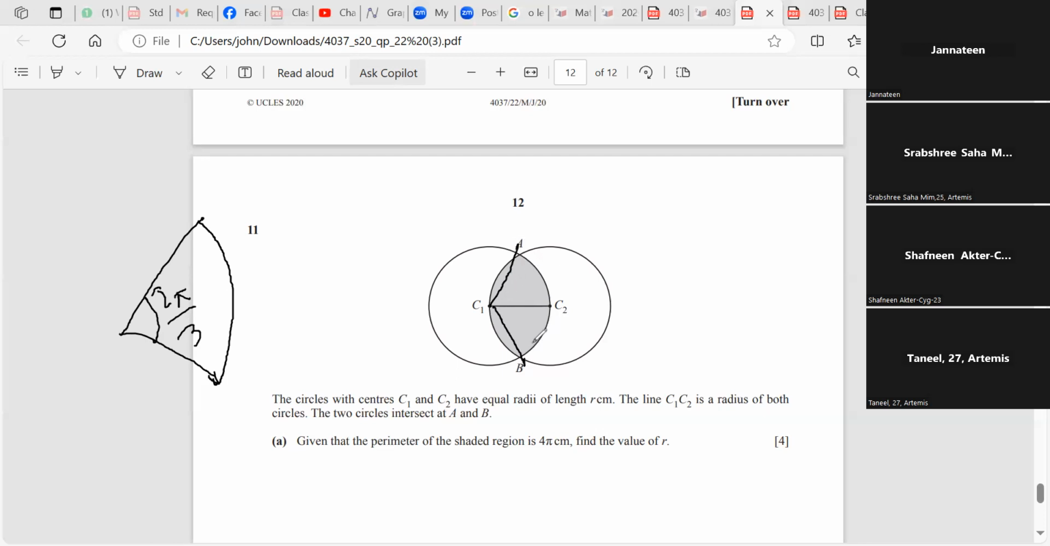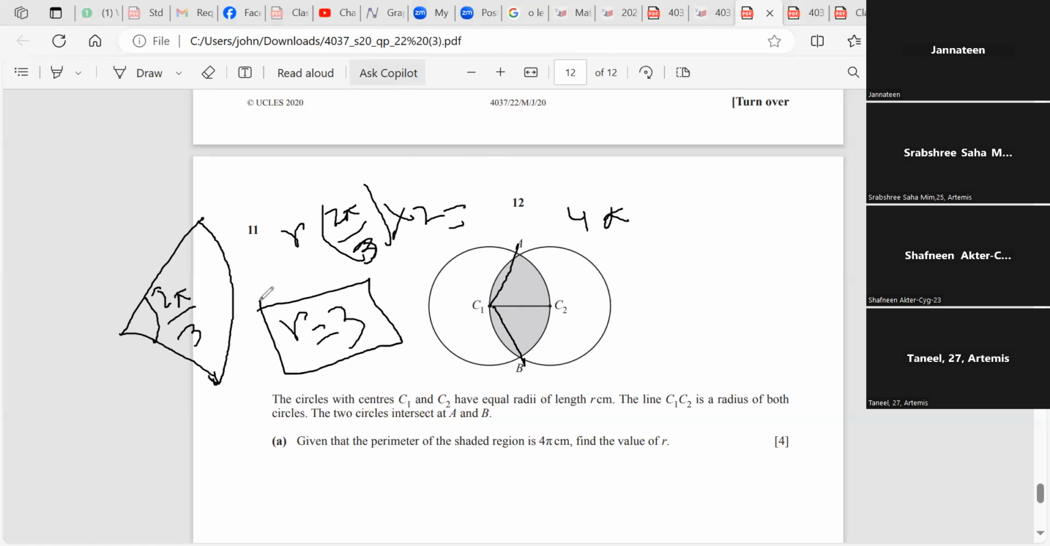So the perimeter is basically the sum of 2 arc lengths. One of the arc lengths is r theta, so r into 2 pi by 3. Another is also r into 2 pi by 3. So basically r into 4 pi by 3. This is equal to 4 pi. So what is the value of r? From here, 4 pi gets cancelled, so the value of r comes as 3.